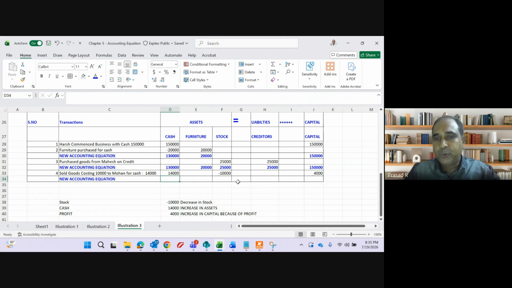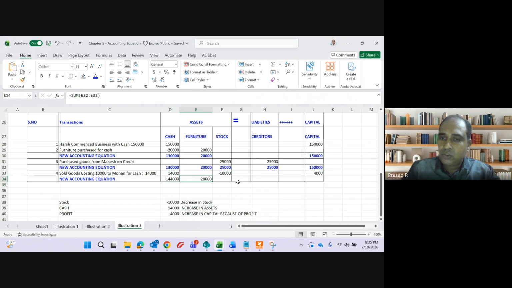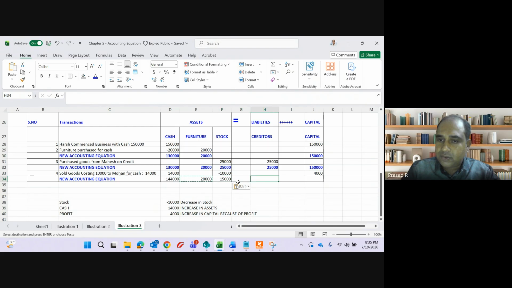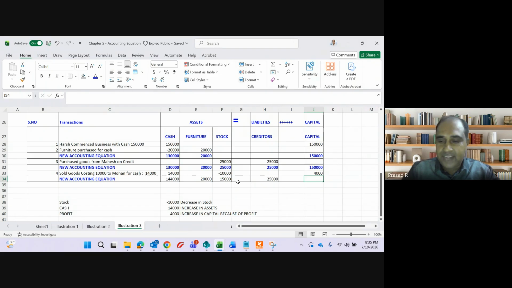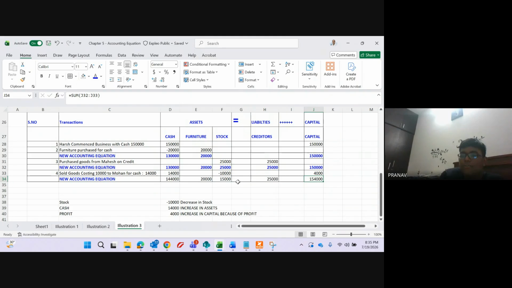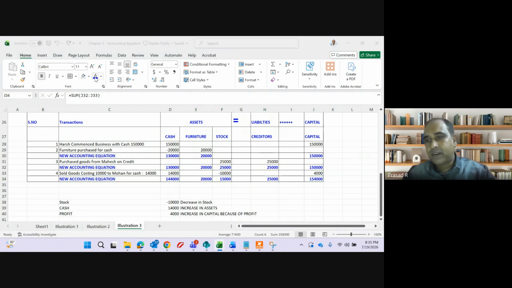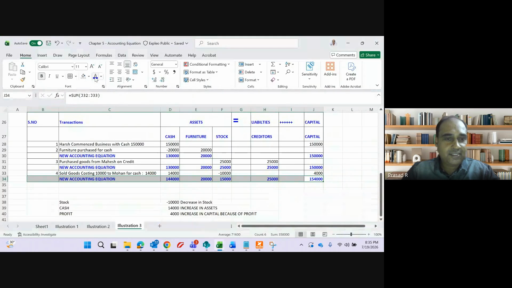How much is the cash total? I can do it, but I want you to total. How much is the cash total now? 1,44,000. How much is the furniture total? 20,000. How much is the stock total? 15,000. Creditors total? 25,000. That is correct. What is the capital total? 1,54,000. Fantastic, guys. Amazing response and amazing participation. You can all applaud yourself. Well done, guys.